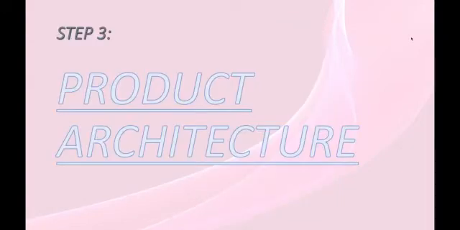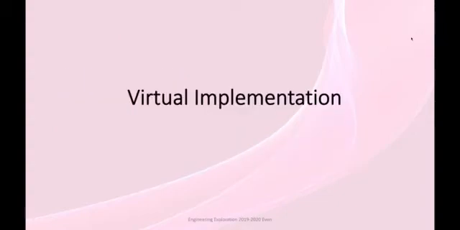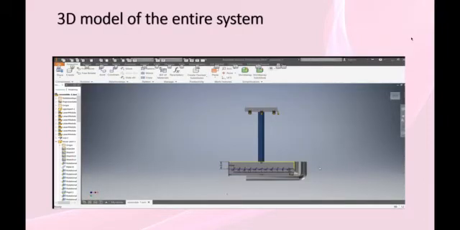And the next phase is product architecture, which includes virtual implementation. During this phase, we considered the identified subsystems and tried to identify different types of interactions in the form of data interactions, material interactions, energy interactions, and spatial interactions. However, in our case, data and spatial interactions are found. We started virtually visualizing it by developing a 3D model in the software Autodesk Inventor 2020 version.